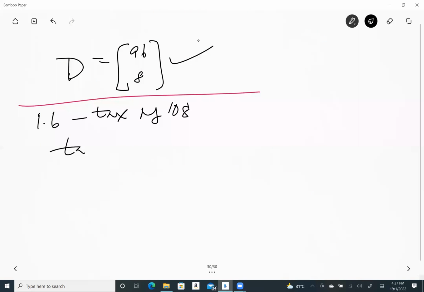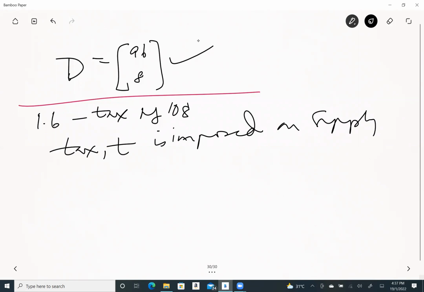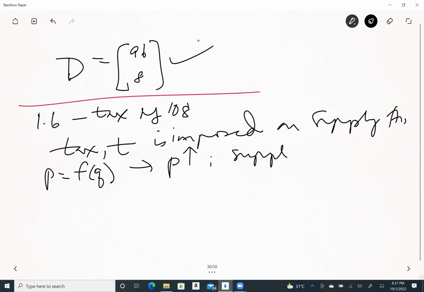Now, if tax T is imposed on the market, it is normally imposed on the supply function, on the firms. If imposed on the supply function, P equal to f(Q), then what happens? The price will increase. So what does the firm do? The firm will just increase the price, right? So increasing the price means the supply function will shift upward, or to the left.